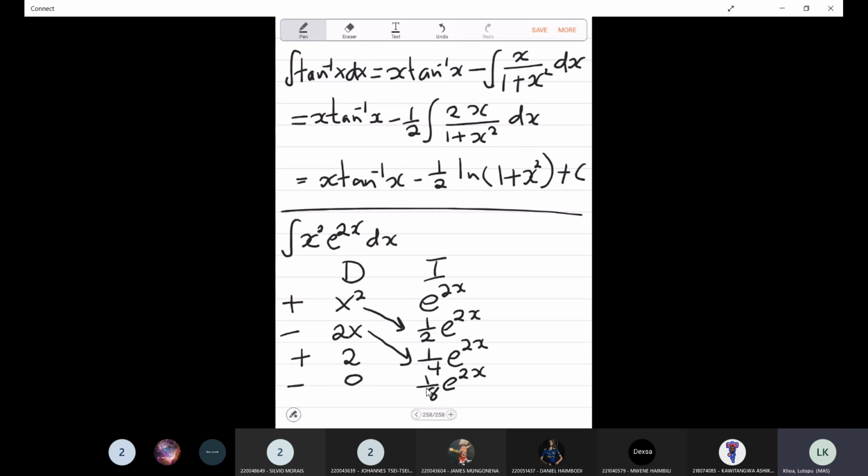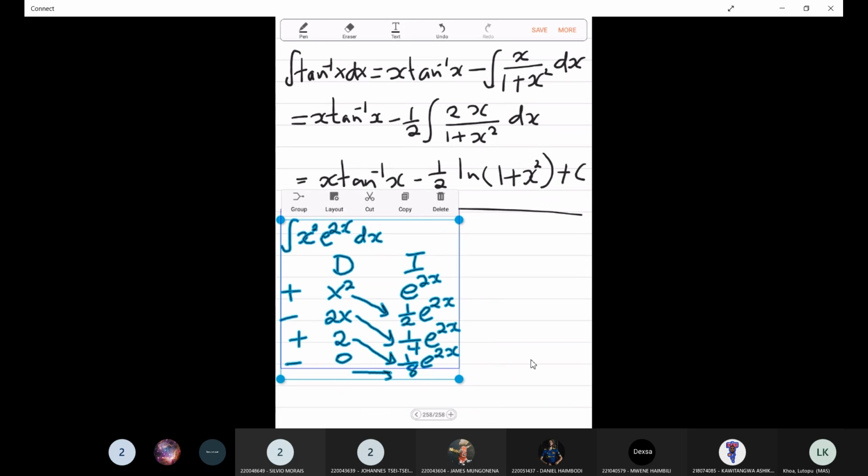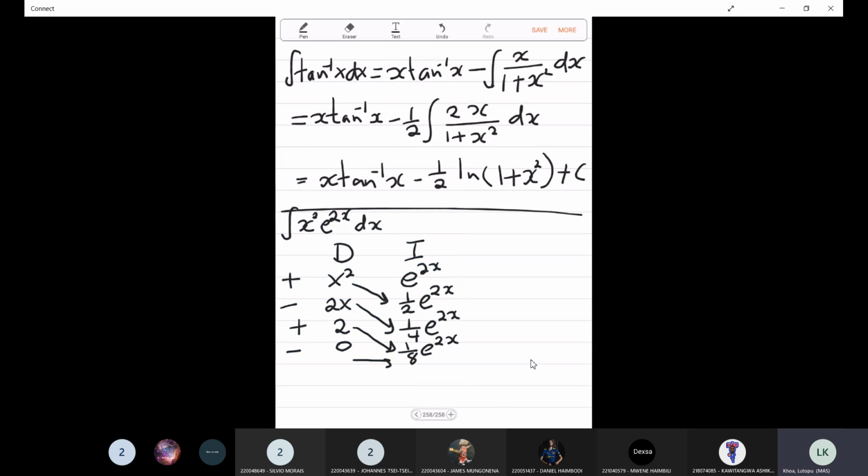So if I wanted to stop here, I would multiply diagonally, and then these ones. And then what goes under the integral is 0 times this. And if we're integrating 0, we get a constant. So that will be the end of our integral. So now if we rewrite this, let me just make it smaller.